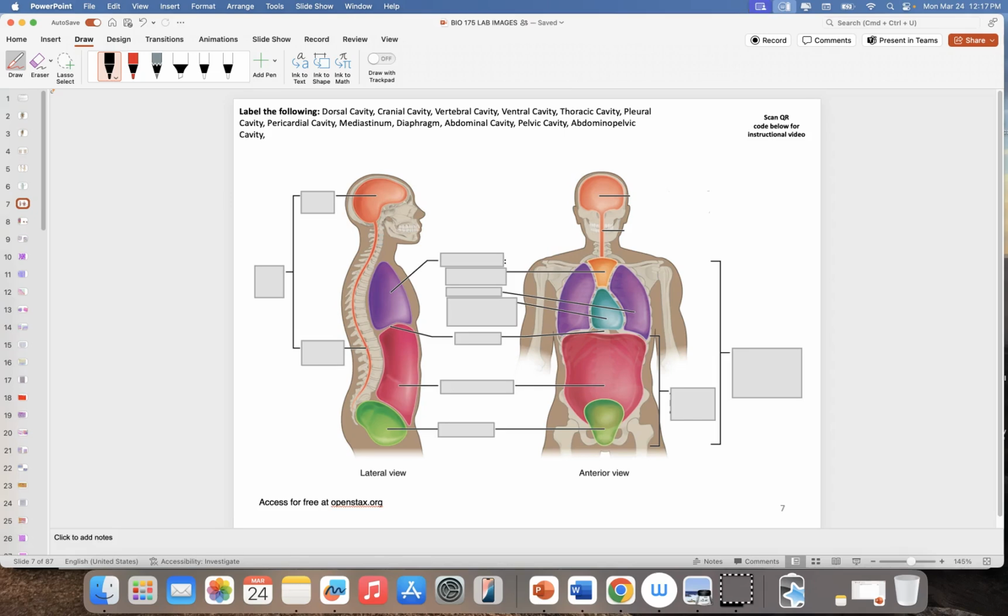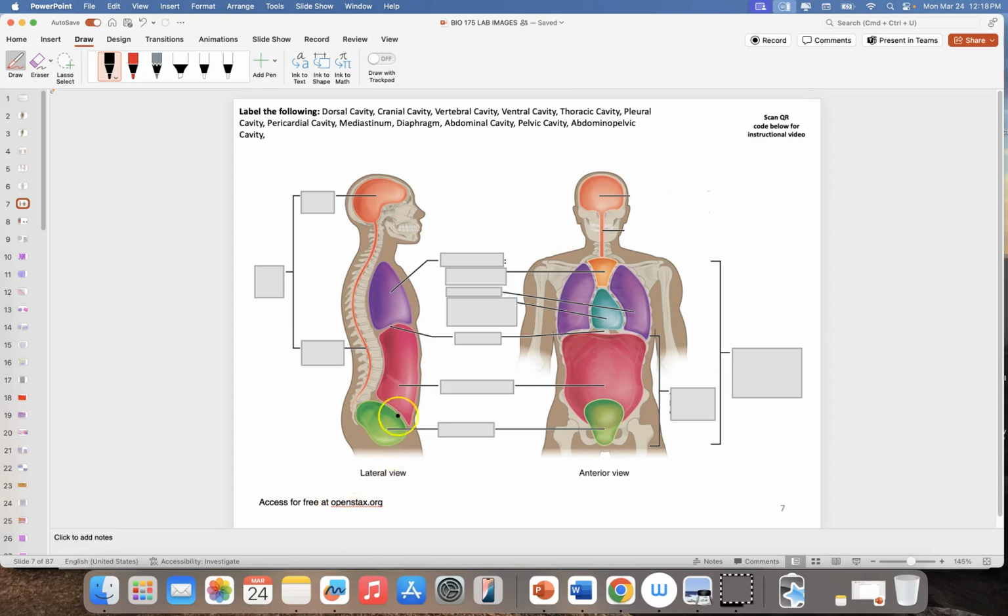In order to visualize our body cavities, we're going to use this figure from the Anatomy and Physiology OpenStax textbook. Body cavities are important because they protect organs, and they also allow for the size and shape of our organs to change.